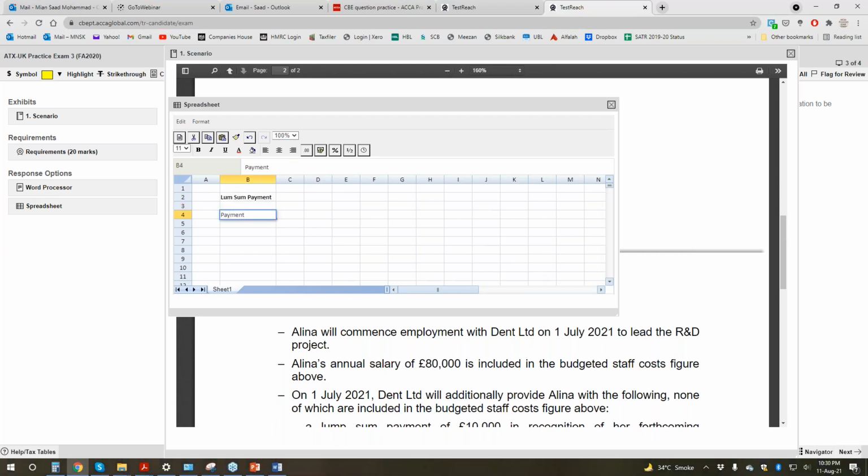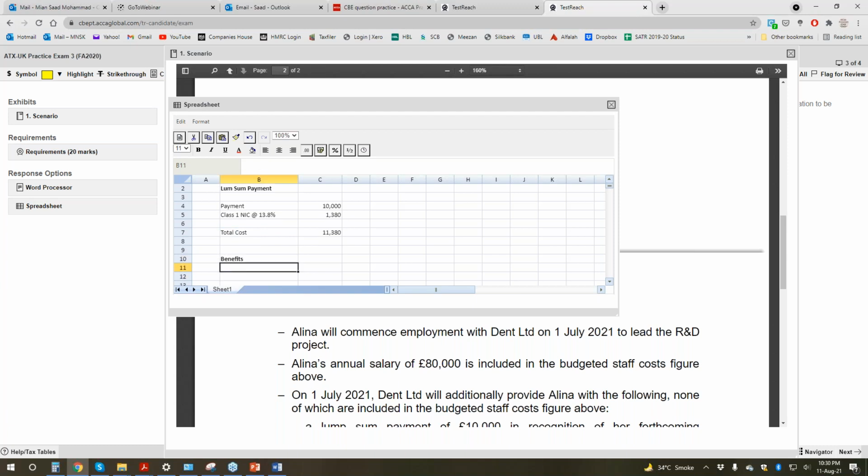So the payment was 10,000, and Class 1 NIC at 13.8% was this times 13.8%. Now the total will be this plus this, total cost. Now let's talk about benefits.